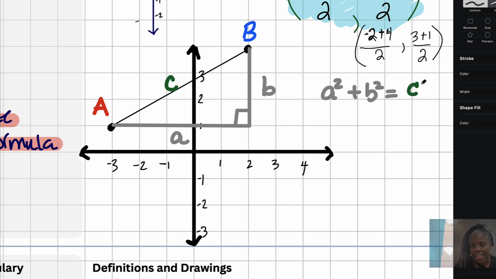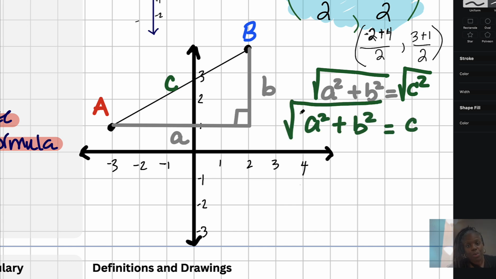Now, if I wanted to solve for C, or AB, I would have to take the square root of both sides. When I do that, I get that C is equal to the square root of A squared plus B squared. This all comes out of the Pythagorean theorem. So what does that have to do with the distance formula? Well, I'll show you. How do we find the length of A?